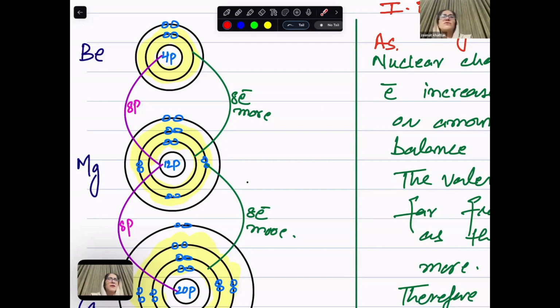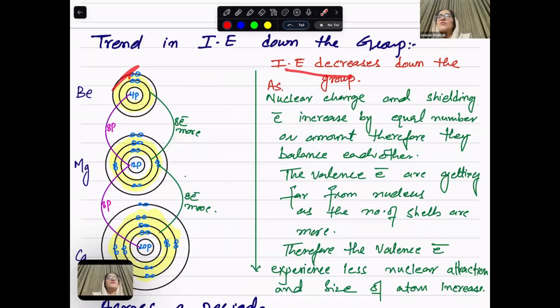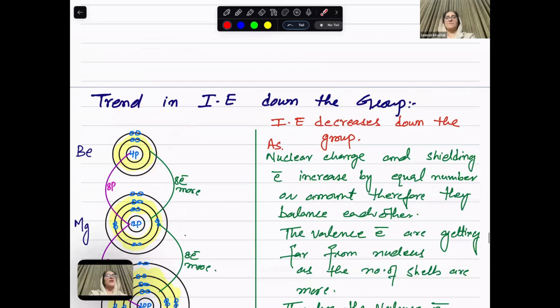Ionization energy decreases down the group. Why? Because nuclear charge and shielding electrons increase by an equal amount. Therefore, they balance each other. The valence electrons are getting far. As the number of shells increases, the valence electron experiences less nuclear attraction. Size of atom increases, the ionization energy decreases.